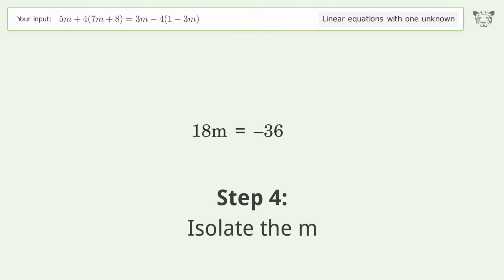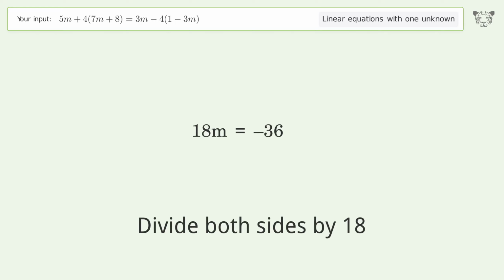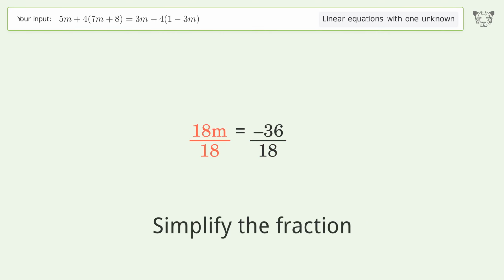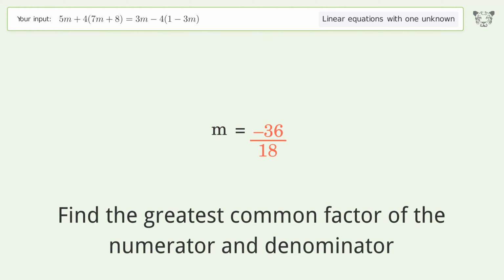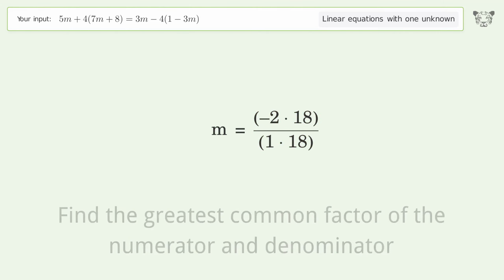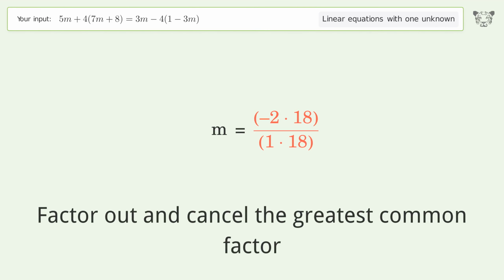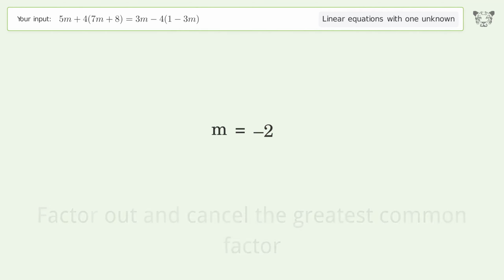Isolate the m. Divide both sides by 18. Simplify the fraction. Find the greatest common factor of the numerator and denominator. Factor out and cancel the greatest common factor. And so the final result is m equals -2.